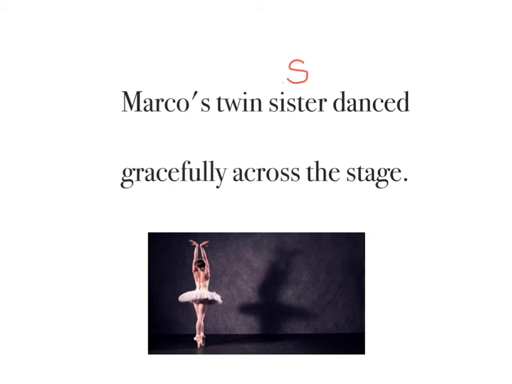Let's go look for the verb real quick. Do we see any? Yeah, the only one is danced. That's the only verb there. So the simple predicate must be danced. This sentence is about Marco's sister. And what did his sister do? His sister danced. Let's fill in the gaps.